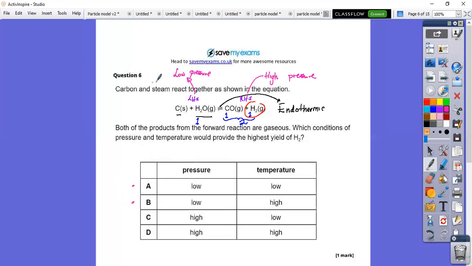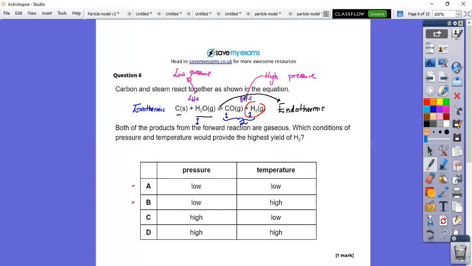Because if I apply low pressure, you know that this reaction is going to go to the direction of high pressure. And in the direction of high pressure is my hydrogen. So you're happy with the fact that it's got to be a low pressure. Whatever the case. What about the temperature? Well, it means that this direction here is endothermic, but going back this way would be exothermic.